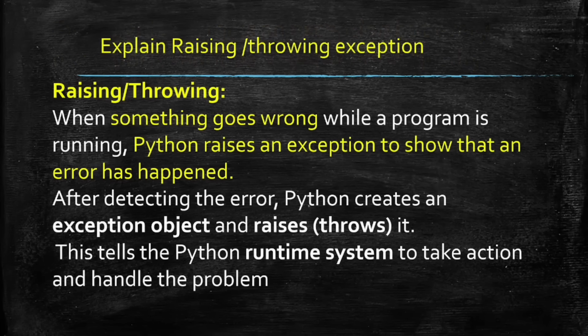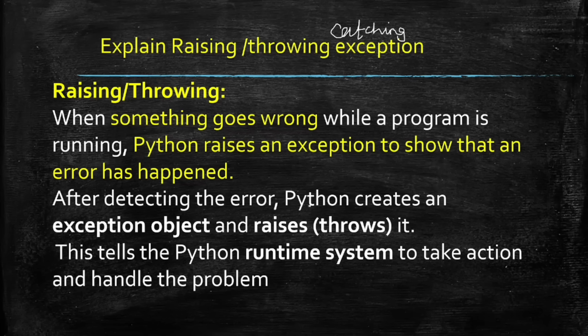Clear now? Next question, explain raising or throwing an exception, or catching an exception. This also will come as a 3 marker. So, what is the meaning of raising or throwing? When something goes wrong while a program is running, Python raises an exception to show that an error has happened. Whatever I am highlighting here is a keyword. So, when you're running the program, if something goes wrong, Python raises an exception to show that the error has happened.